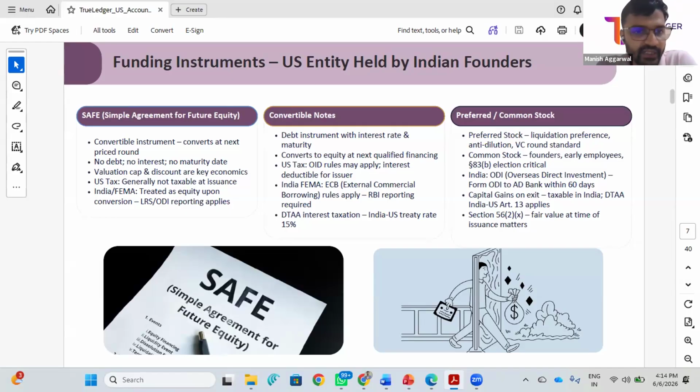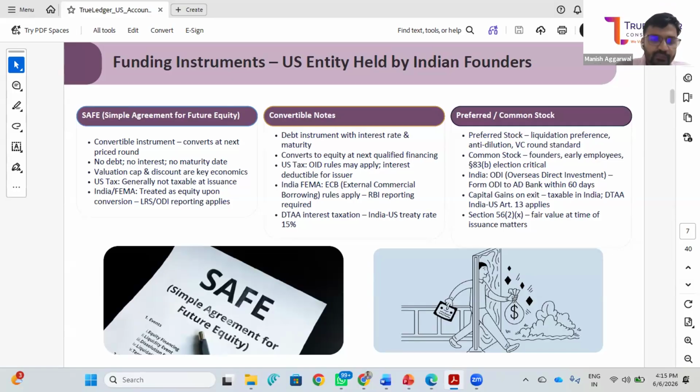Their terms typically vary: in SAFE instruments, there is no debt, no interest, and no maturity date. Valuations are there, and of course the conversion ratio is given, along with what liquidity events there are under which they would get converted. So, a SAFE instrument is, I would say, one of the most popular funding structures right now in the US, and it's widely used by Indian owners and founders to raise funding in the US.